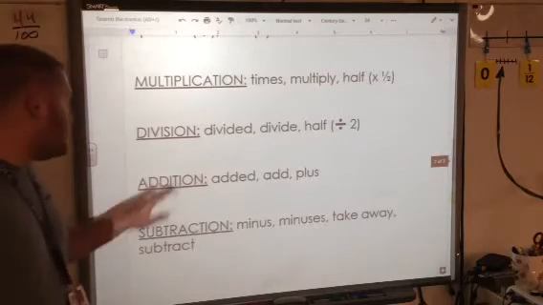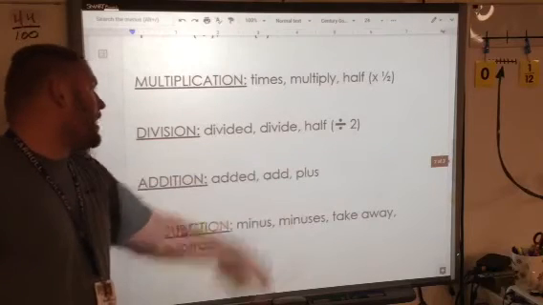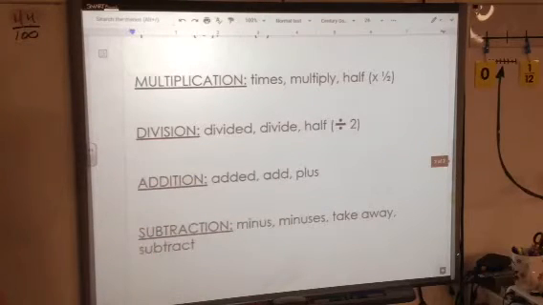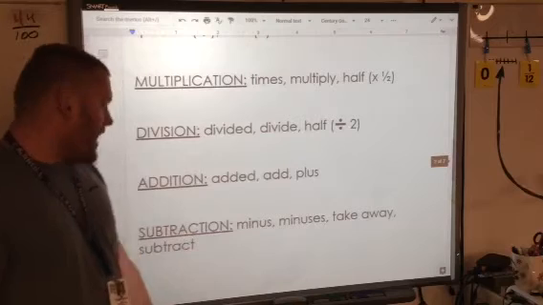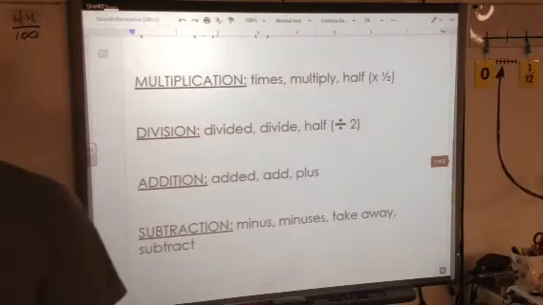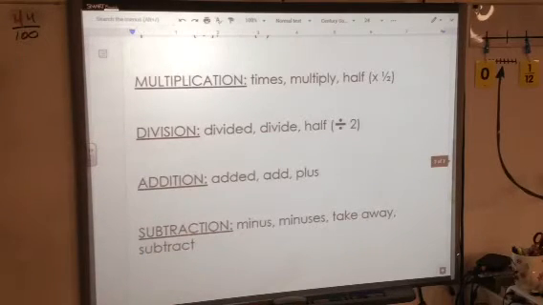Addition, we have added, add, plus. And subtraction has the most: minus, minuses, take away, subtract. Those key buzzwords indicate that we are doing a particular operation within a word problem, or word form.